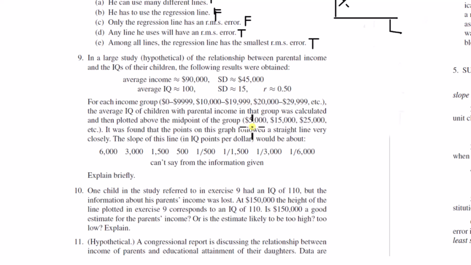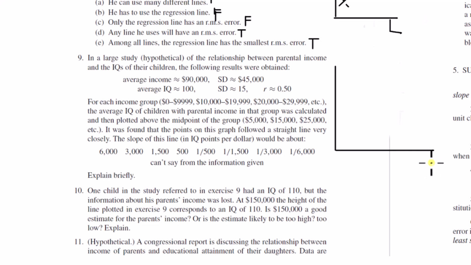But you're not doing very small intervals. It was found that the points on this graph followed a straight line very closely. The slope of this line in IQ points per dollar would be about. So, okay, let's think about this, because I wonder if this is like a trick question.